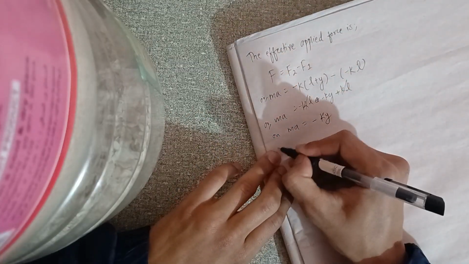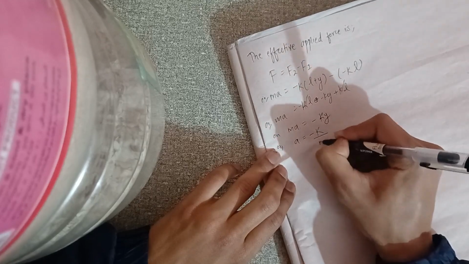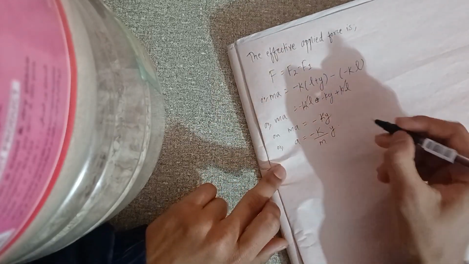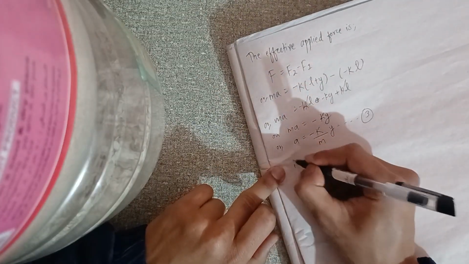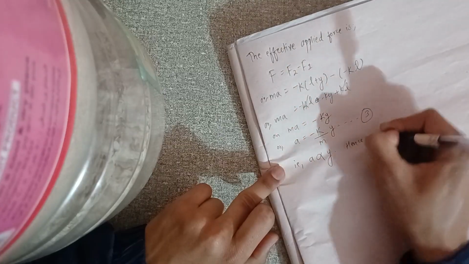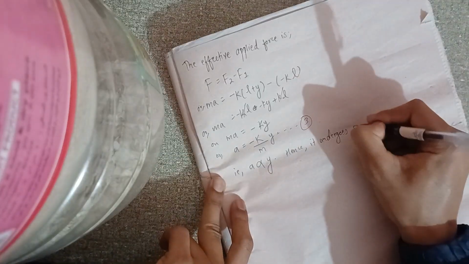So if M goes to the other side, a is equal to minus K by M times y. Let this be equation 3. Since K by M is a constant quantity, we can write that a is directly proportional to y. So hence it undergoes SHM.